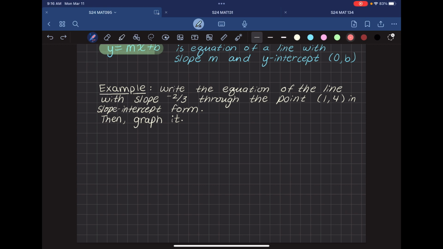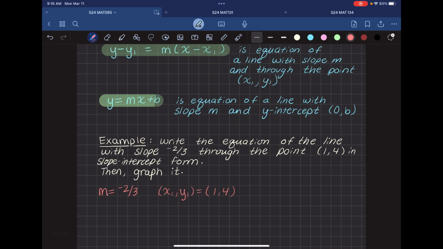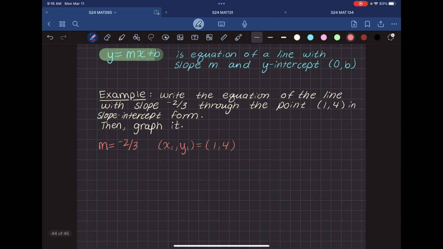First we have the slope, so m is equal to negative 2/3. And we have a point, so our x1, y1 is 1, 4. So x1 is 1, y1 is 4. And we can write this in our point slope form of a line, right? So we end up getting y minus y1, which is 4, is equal to m, so negative 2/3, times x minus x1, which is 1. So this would be the equation of the line in point slope form.